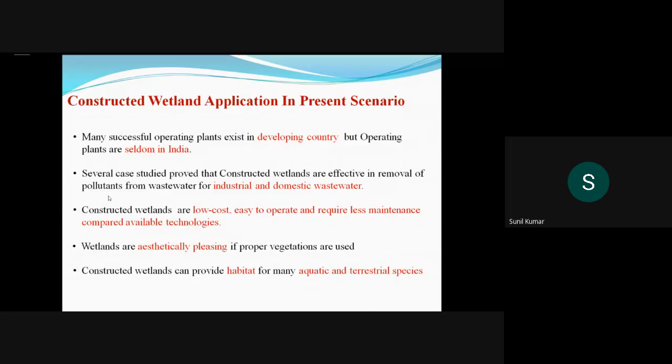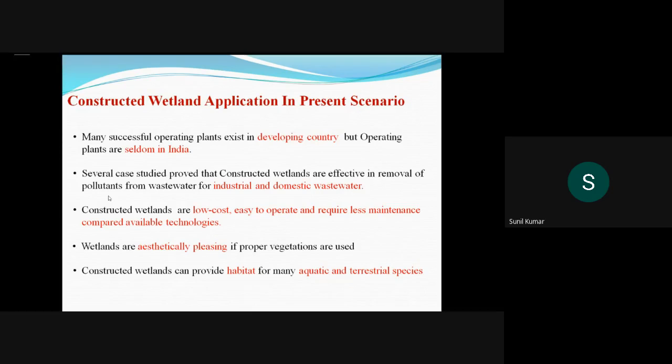So another advantage of this constructed wetland is that it looks like a garden. With aesthetic plants, if it is planted with vegetation for absorbing the organic material, it looks like a garden. That is one advantage it has, because in a sewage treatment plant, some portions like the aeration tank and other things are exposed. People have an aversion to having these plants near their habitat or locality. But if the constructed wetland is built, it can look like a garden also.